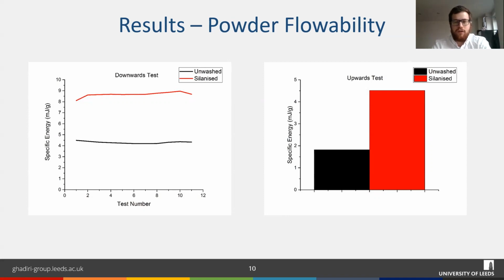But you can see with the unwashed and the silanized glass beads, there's a dramatic increase in the energy required to drive the impeller through the bed when you've surface modified these particles with the Sigma-Coat solution.